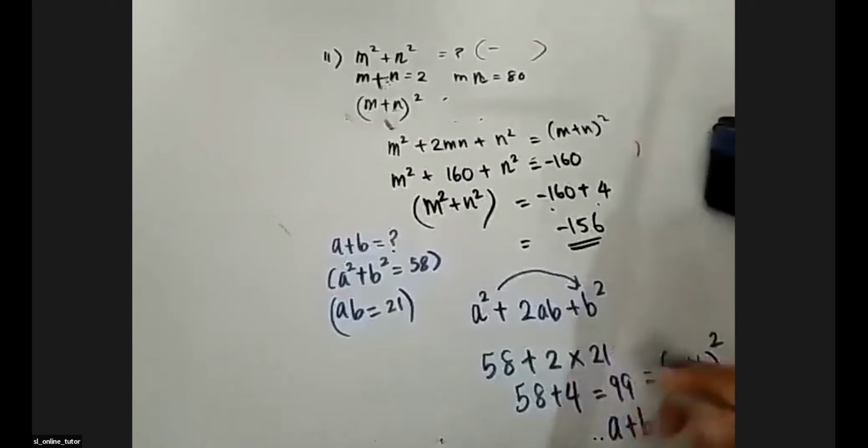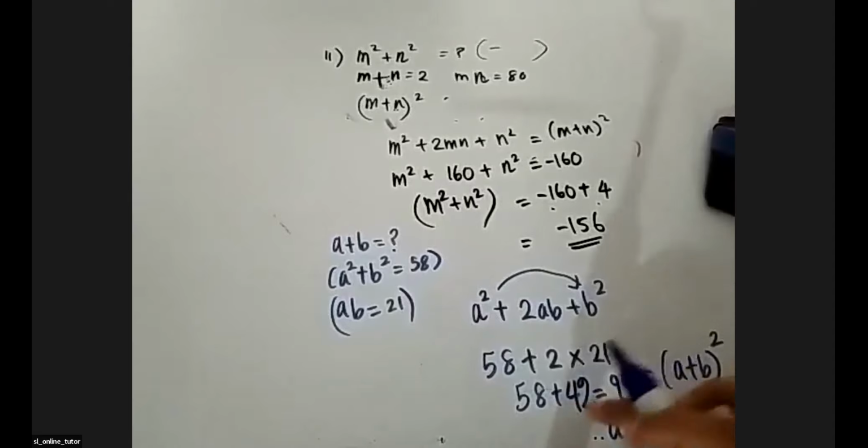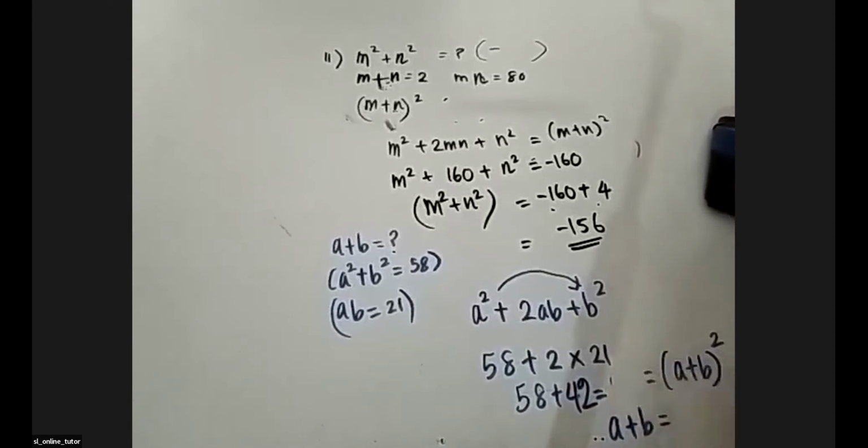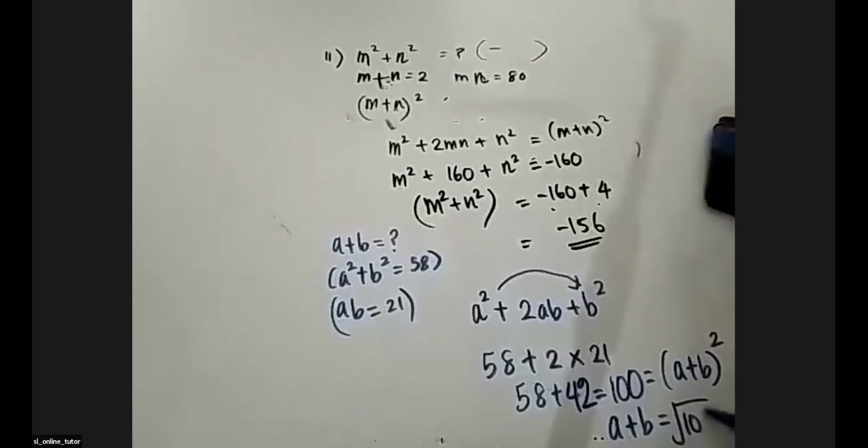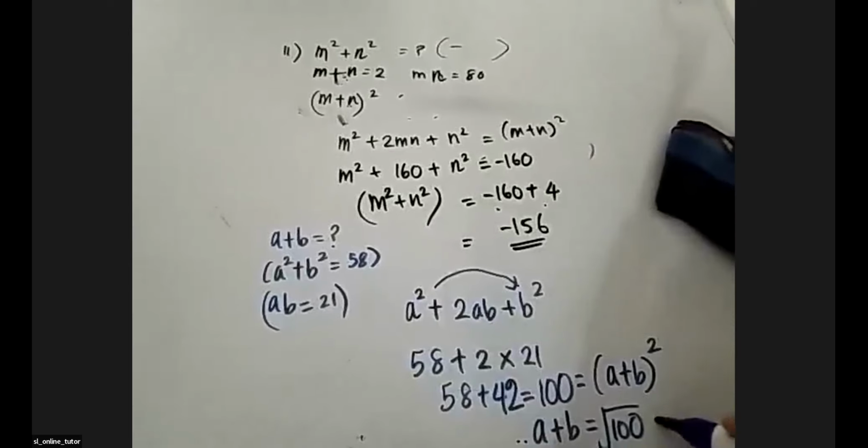Miss, therefore 2 into 21 is 42 now. Oh yes, 42, thanks. Then you are getting another, then it's easy. You are getting how much? 100. Now it's easy. You have to take the square root of 100. The square root of 100 is how much? You get 10. a plus b is 10.